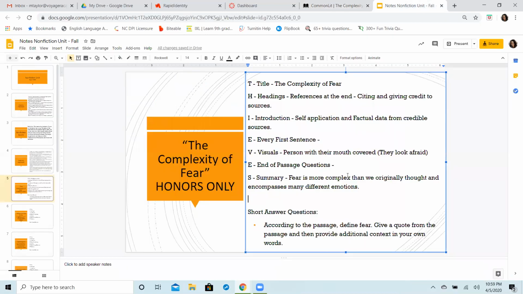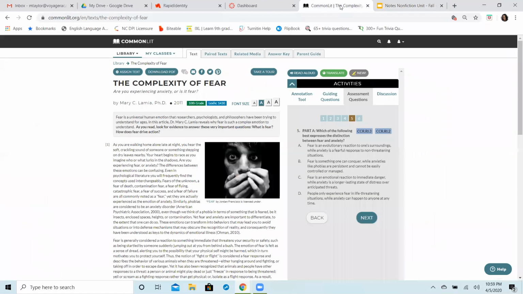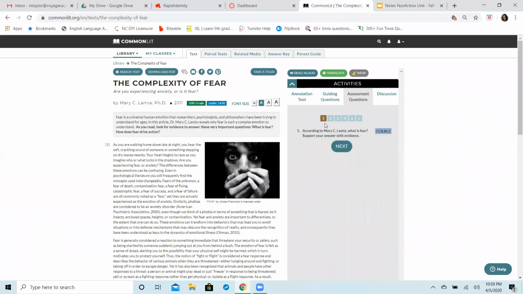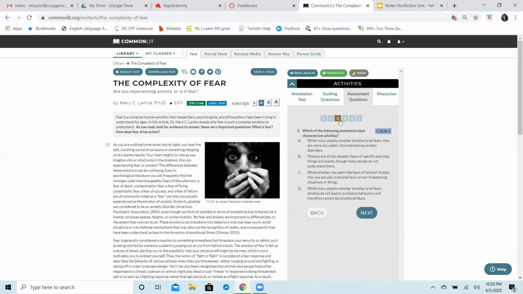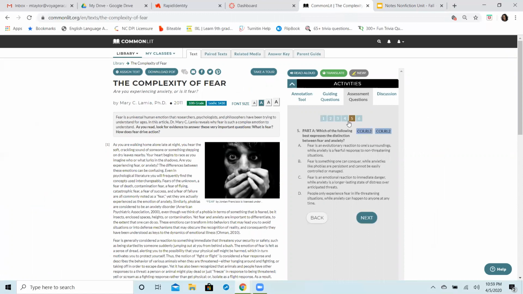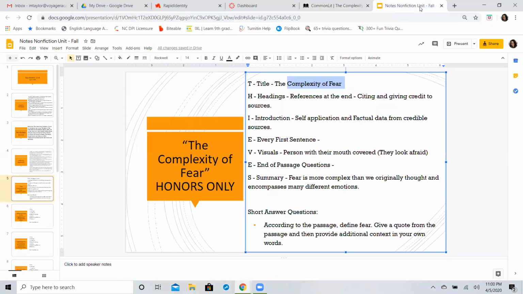So when you're looking at your THIEVES approach, what do these end of passage questions help you understand about fear? And it should be, going back to the title, the complexity of fear. Fear is not just fear. Clearly, they want you to understand its definition, all of its different facets. They want you to understand phobias, but they also want you to understand the difference between fear and anxiety, because all these things are different, and they help develop our understanding of what fear is and what fear means to people. Okay? So we have our passage, we have our THIEVES approach completed.